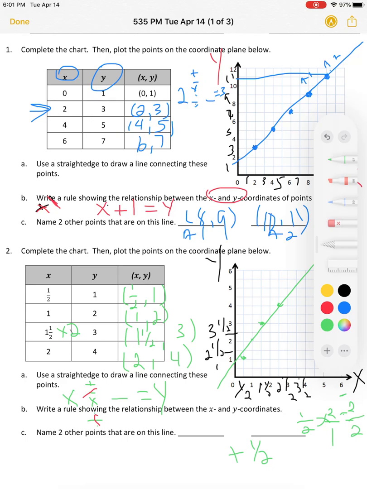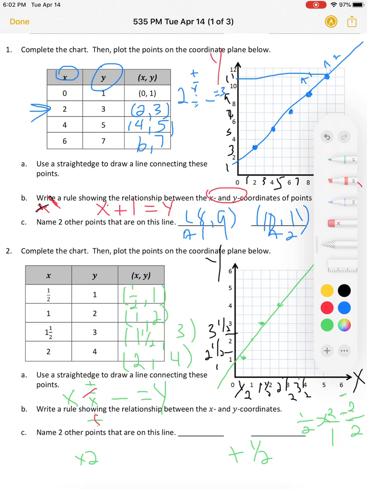Okay, I'm glad you're back. 1 and 1/2 times 2 does equal 3. Very good for us. And then 2 times 2 equals what? Everybody knows that? 4. So this rule does work. Multiply by 2. That rule really works.